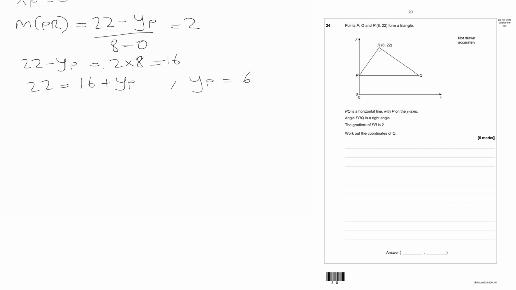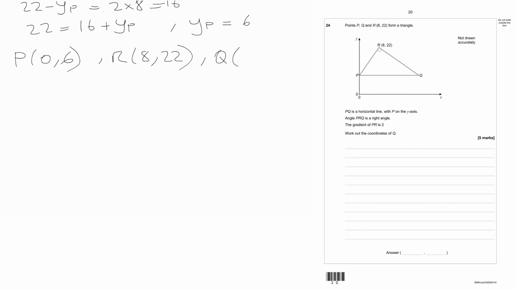So we now know that the coordinates of P are the x coordinate is 0, and the y coordinate is 6. And we already know that for R, the x coordinate is 8 and the y coordinate is 22. And for Q, what do we know? Well, for Q, Q lies on a straight line with P. What that means is the y coordinate of Q is going to be the same as for P. So we know that the y coordinate of P is 6, so the y coordinate of Q is going to be 6, and the x coordinate we still need to work out, so I'm just going to call that x of Q.